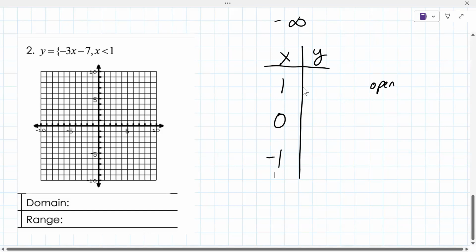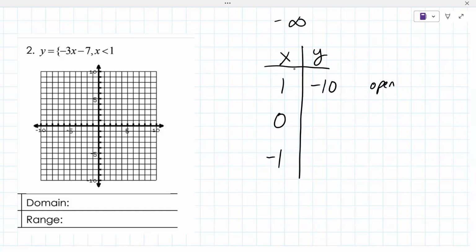For x is 1, it'd be -10. Yep. Good. Keep going. For 0, it would just be -7. Okay. And for -1, it'd be -4.